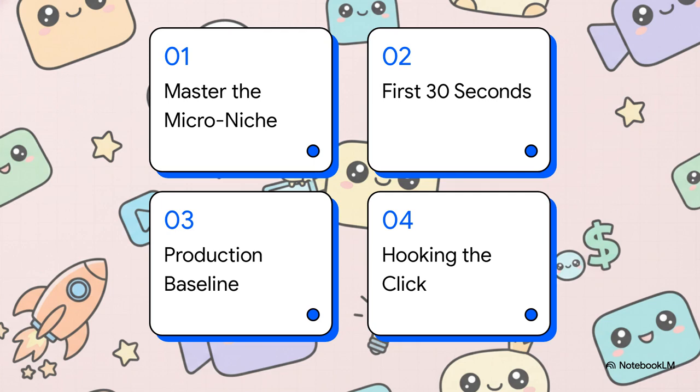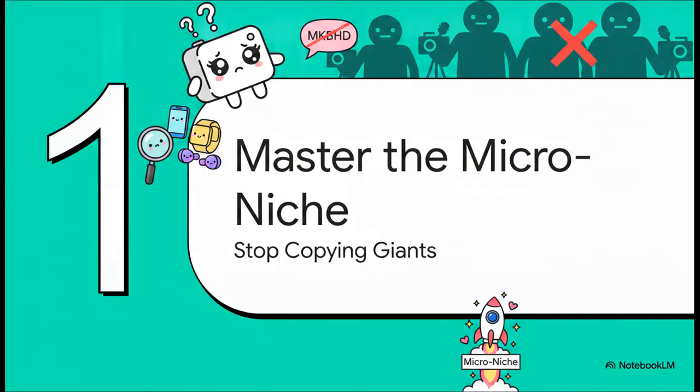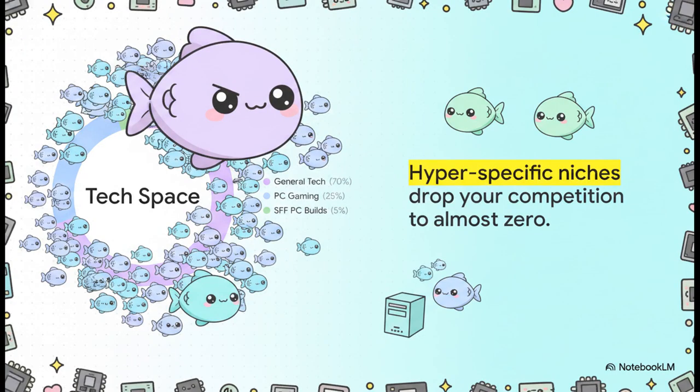Let's get into it. So, step 1, master the micro niche, stop copying the giants. Look, if you turn on your camera and try to be Marques Brownlee on day one, you're gonna fail, period. You absolutely cannot compete with multi-million-dollar studios when it comes to general tech coverage. Think about a massive pie, where general tech is the biggest slice. If you aim for that, you're a tiny, tiny fish in a massive ocean.